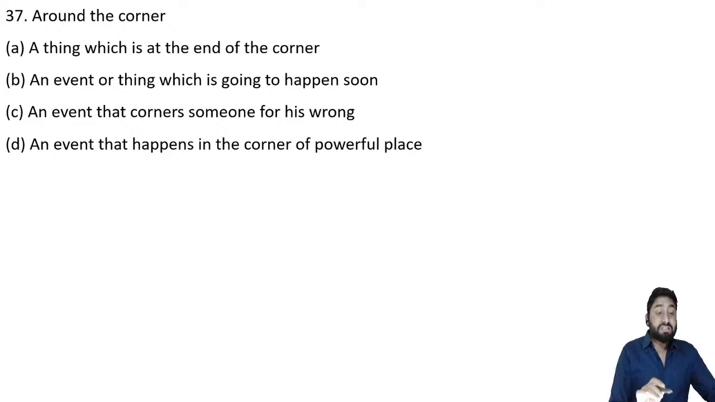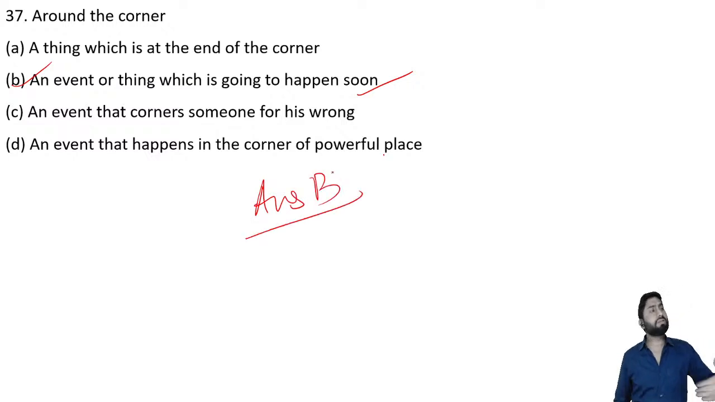A thing which is at the end of the corner. An event or thing which is going to happen soon. An event that corners someone for his wrong, an event that happens in the corner of the powerful place. Not at all, right? It's a thing which is going to happen soon. Yes, this one, B. So 37, the answer is B. That's the exact sense. Around the corner, something is around the corner, it means that it is about to happen. You keep working, that's about to come, it will happen very soon.